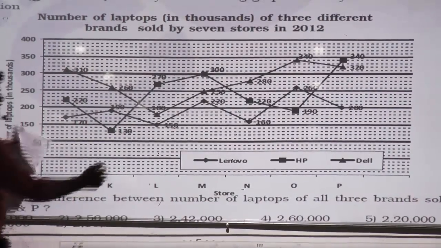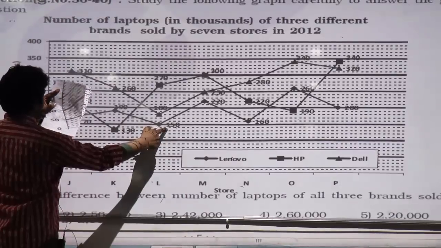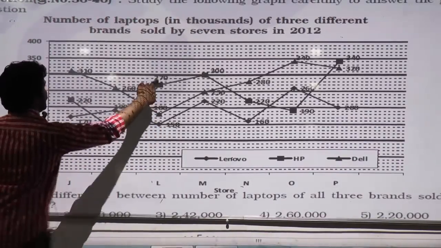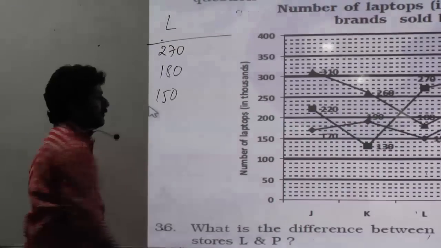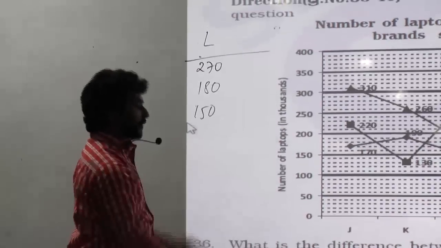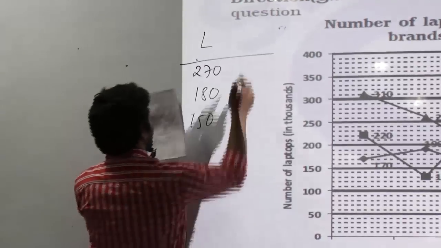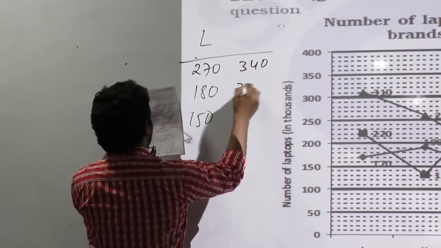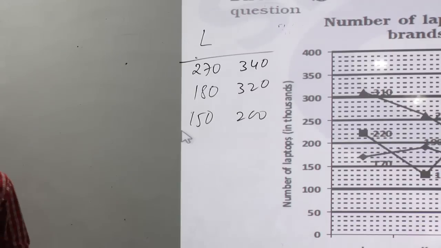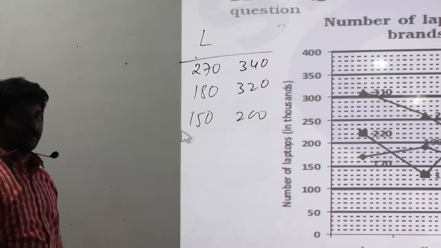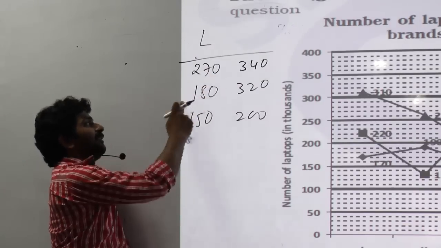Identify the numbers. What is this? 150, 180, 270. Write the numbers first: 270, 180, 150. This is for L. And for P, the last three numbers: 340, 320, and then 200. What is it you asked about? Difference. You asked about difference. Yes or no? Right. 270, 180.